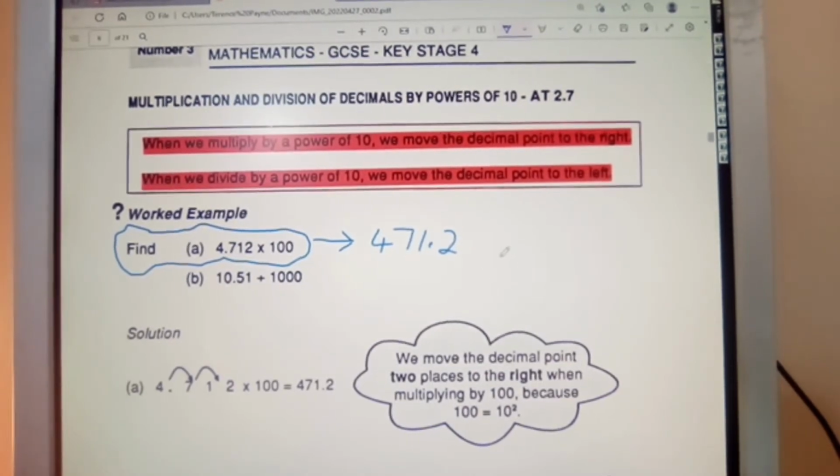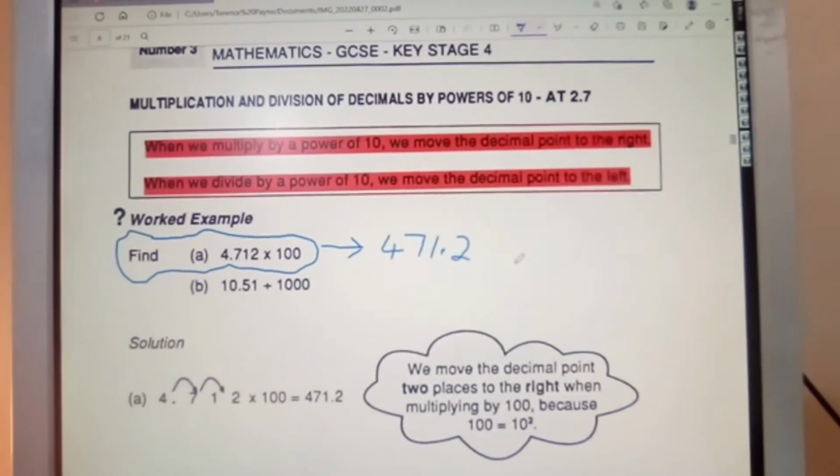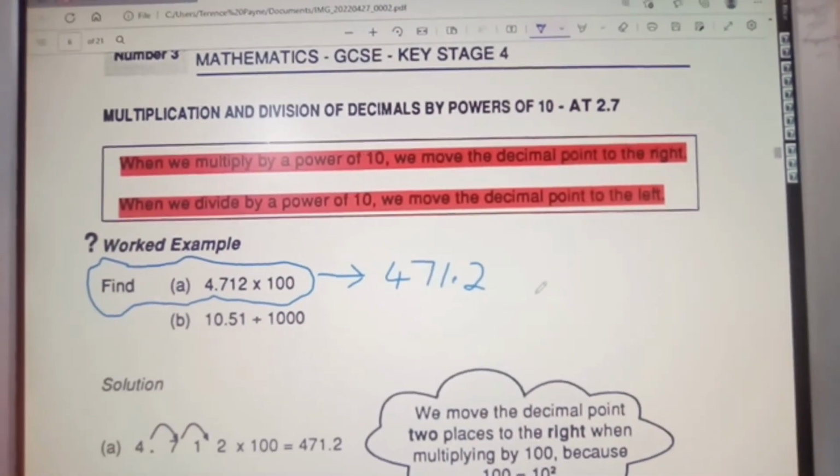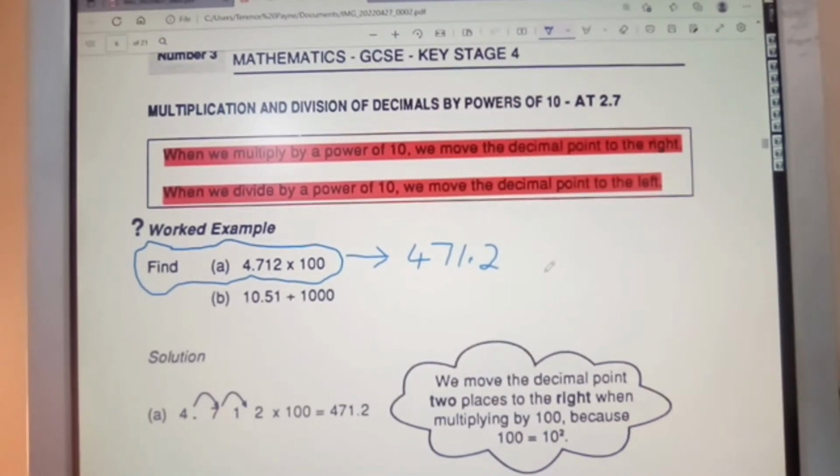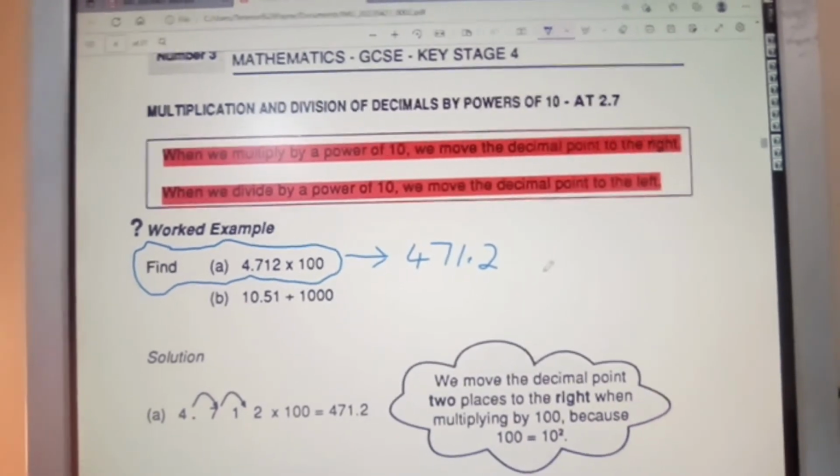Okay, and that is where you'll need to be applying this at all times. Right, now there's no shortcuts to this. There's no quick fix. We don't deal with quick fixes in maths.